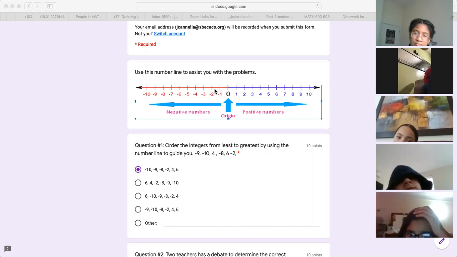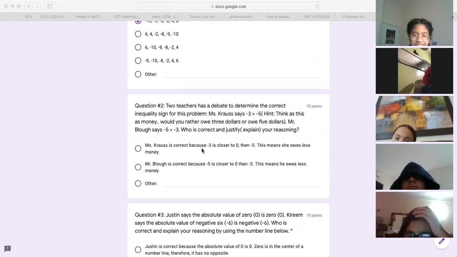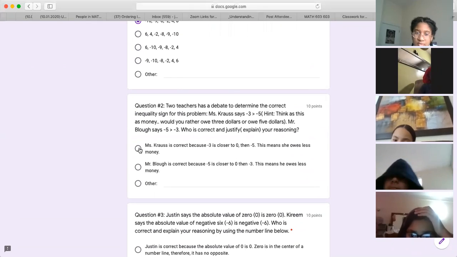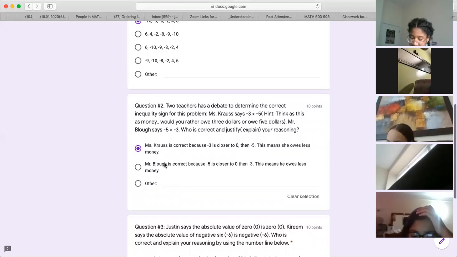Remember, we said the farther the number is from 0, the less it is. The closer it is, the greater it is, right? So now we know that -3 is greater. Who has the correct greater than symbol? Miss Krause or Mr. Blau? Miss Krause. Right. Does everyone see that? You can just put Miss Krause. You don't have to write the whole thing out.